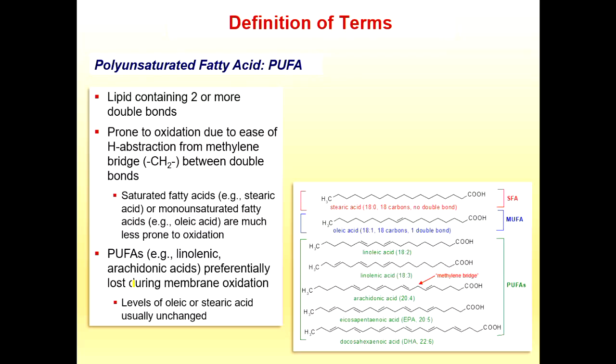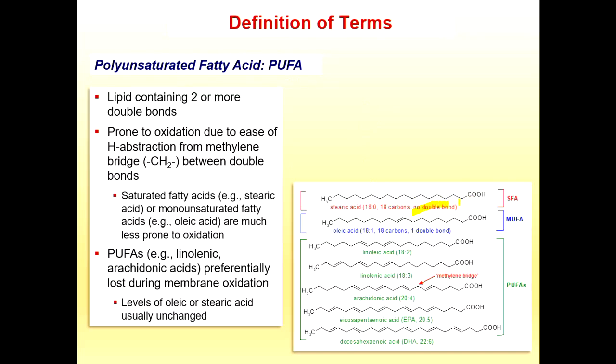And we can distinguish between different fatty acids, firstly in terms of the number of carbons in the chain. One of the important biological fatty acids there at the top is stearic acid, and as you can see, it's got 18 carbons, but no double bonds.